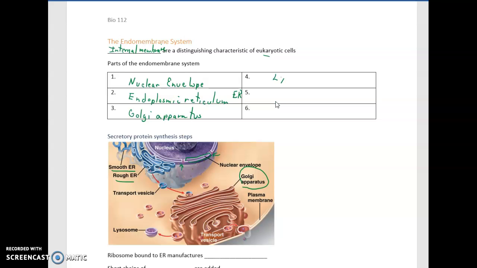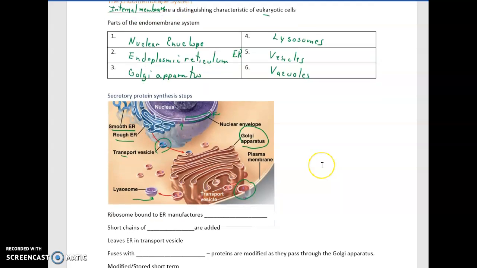We've got lysosomes. Here's a lysosome. We have several types of vesicles. A vesicle, this one is a transport vesicle, and here's another transport vesicle. We also have vacuoles. This is an animal cell, and so it doesn't have a vacuole. Vacuoles are found in plants. So let's look and see how all this works together.